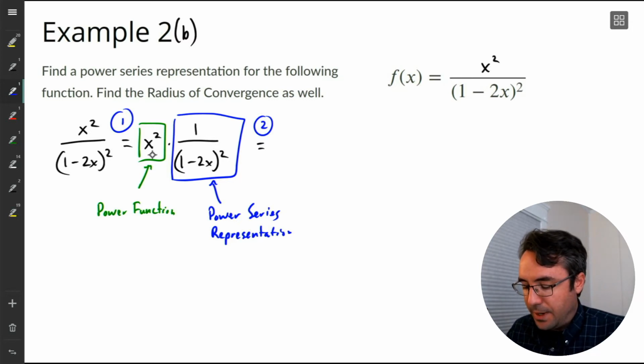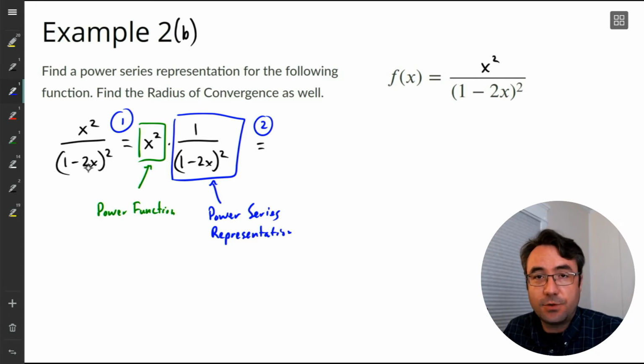And why are we splitting it up? Well, technically, we could try to do it directly with this function. But by splitting off this x squared and just concentrating on this fraction, this fraction is already closer to that prototype form.